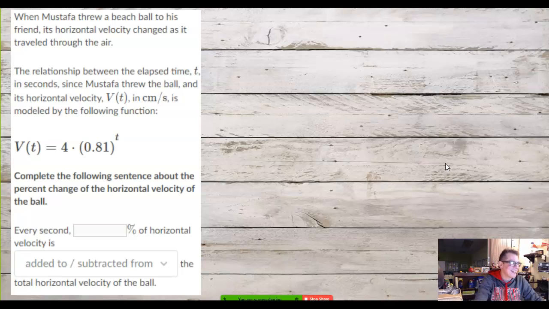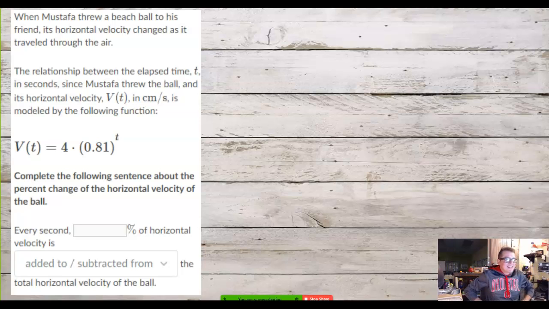All right, try this. When Mustafa threw a beach ball to his friend, its horizontal velocity... Ooh, I'd be remiss if I didn't show. Have I shown you guys this shirt yet? Okay, I'm wearing my Velociraptor shirt. It's velocity of a raptor.